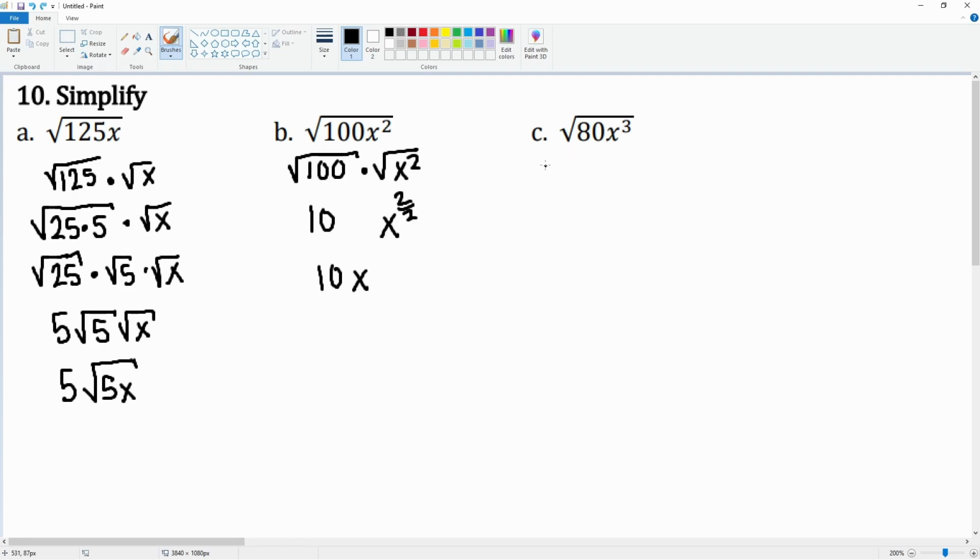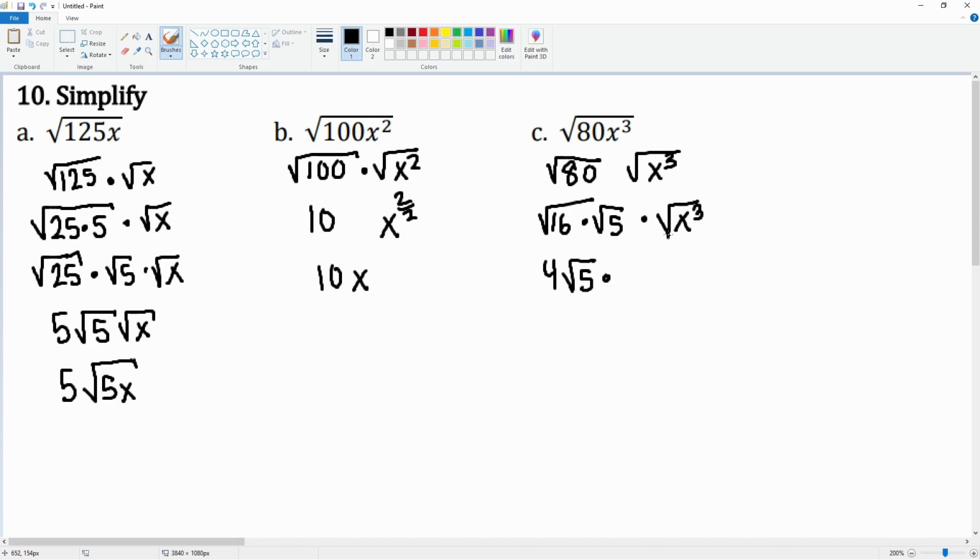Next, we have that 80. That 80 can be broken down, and then we have that square root of x to the third. That radical 80 can be broken down to a radical 16 times radical 5. And then we have the x, radical x. Let's leave that alone for now. Radical 16 breaks down to a 4. Radical 5 stays by itself.